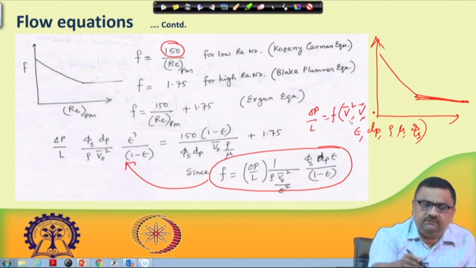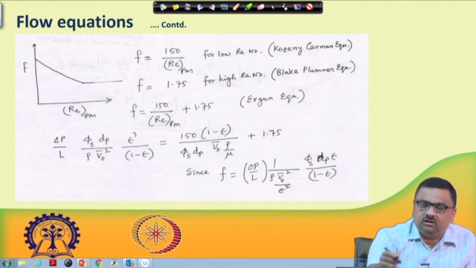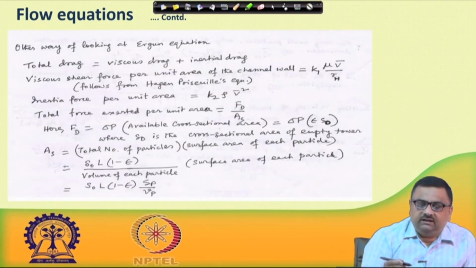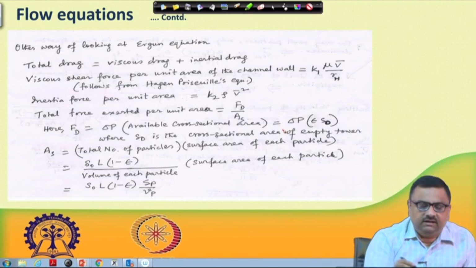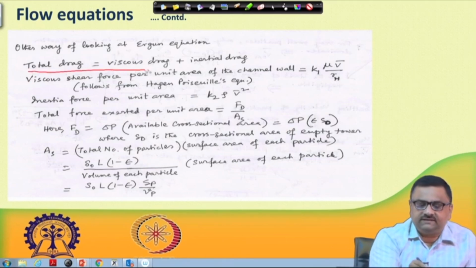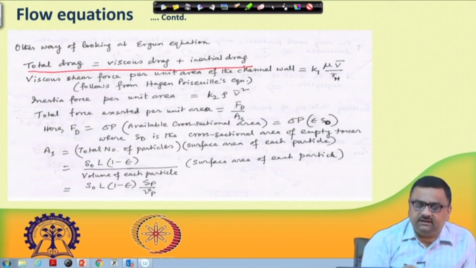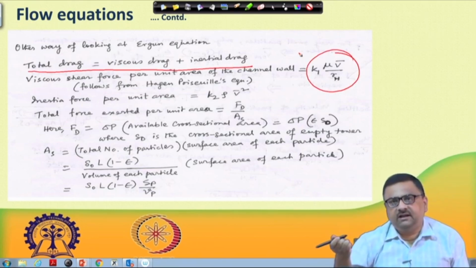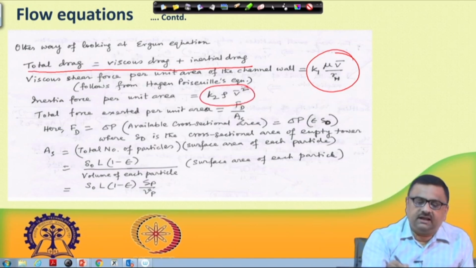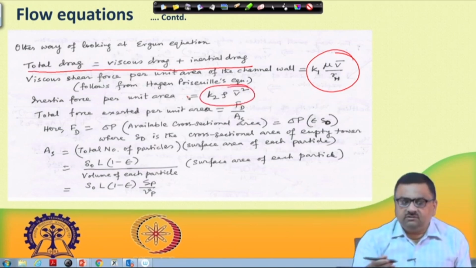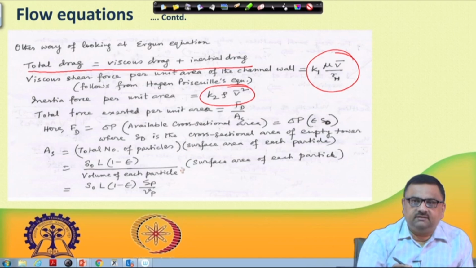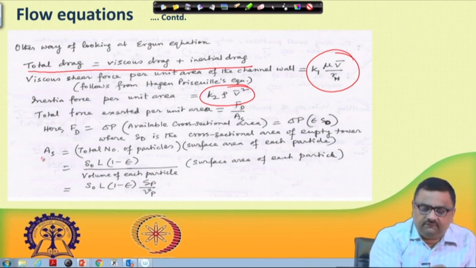Similarly, we had talked about another way of looking at it, and here what we did is we defined this total drag force as sum of viscous drag plus inertial drag. Viscous drag is basically the contribution which we are getting from 150 by Re_pm, and the inertial drag is contributing to 1.75. So essentially what we showed is this K1 is 150 and K2 is 1.75, and these are the ways we have written.